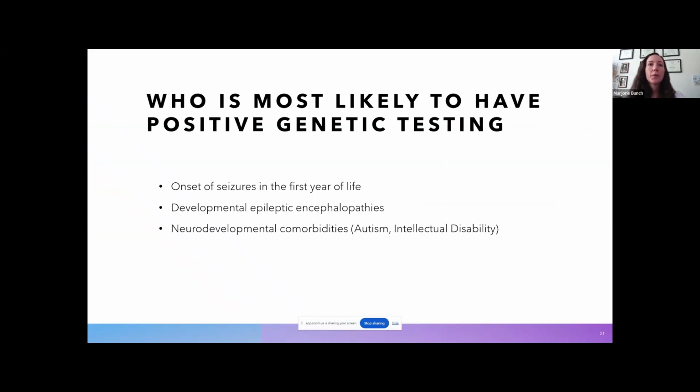All right, so who is most likely to have a positive genetic test? People who've had onset of seizures in the first year of their life, people with those developmental epileptic encephalopathies, and people who have neurodevelopmental comorbidities such as autism and intellectual disability. This population is much more likely to have an underlying genetic cause, but that doesn't mean they're the only population worth testing.